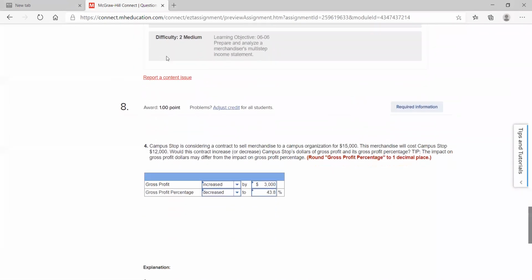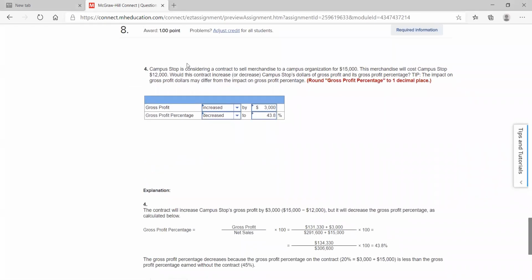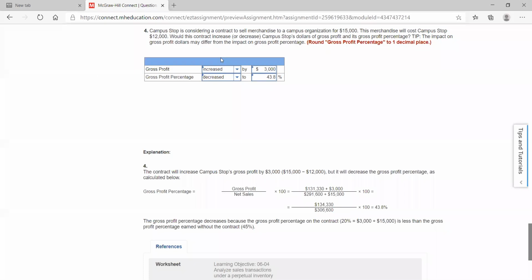This one again would be on question 8. It just says they're considering a contract to sell merchandise to a campus organization for $15,000. The merchandise will cost them $12,000. Would this contract increase or decrease their dollars of gross profit and its gross profit percentage? Tip: the impact on gross profit dollars may differ from the impact on gross profit percentage. And let me show you this calculation down below. Typically they'll show you how they got the number.